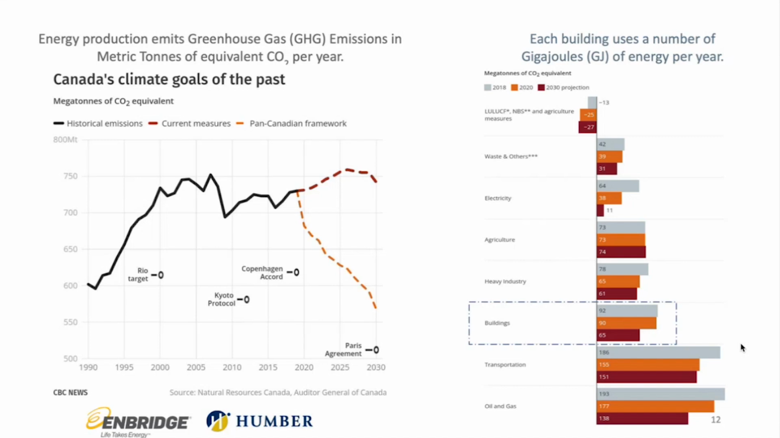But on the right-hand side, you'll see all of our different sectors and where they sit. Now, if you look at the building sector, you'll realize there are three different bars here. The gray bar represents where we were around 2018, and that is the average consumption per building. That consumption fell between 2018 and 2020. And based on that track, it's projected to fall even more by 2030.